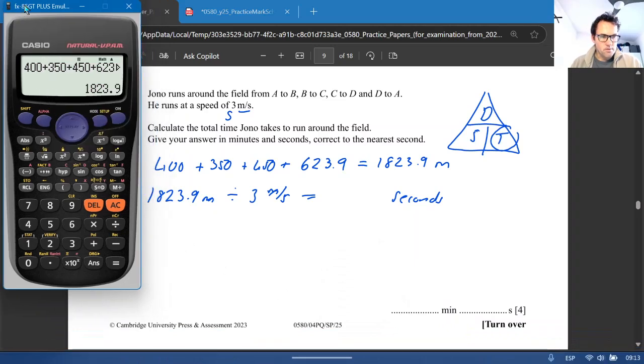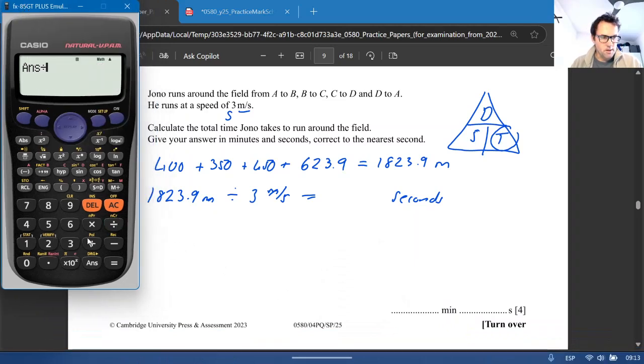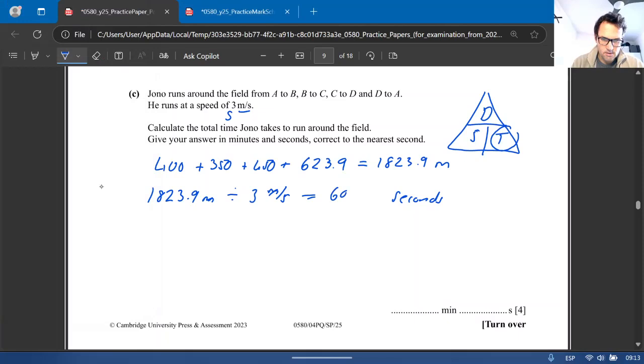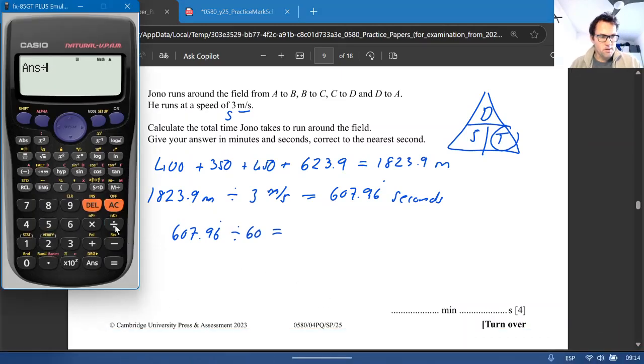Okay, now it's this number just divided by 3, 607.96, recurring by the way. Okay, they want it in minutes and seconds, of course. We need to divide that by 60, because that's how many seconds are in a minute. So let's divide it by 60.